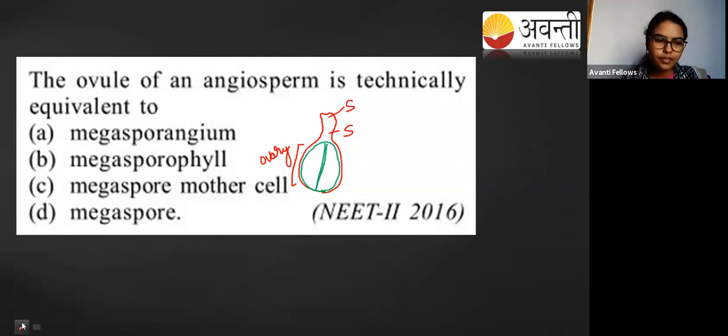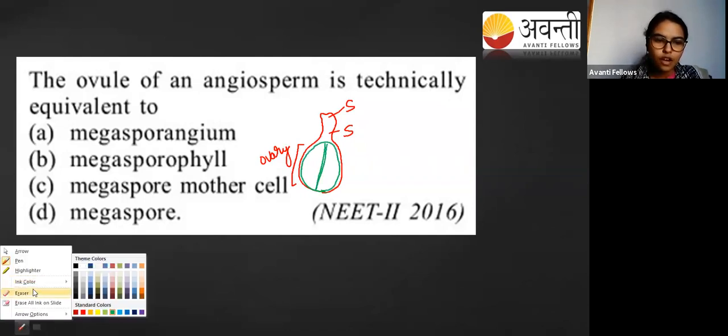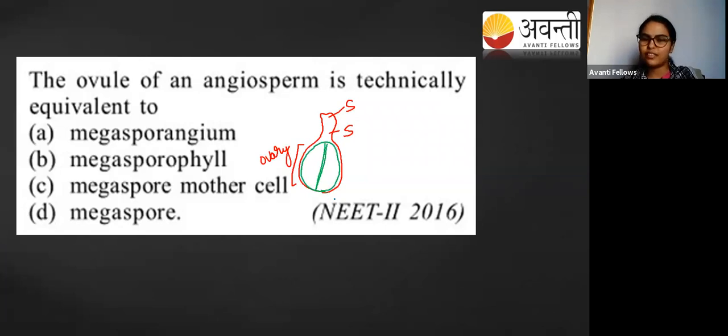Anyone? How are ovules arranged inside the ovary? Very good, Hita, Deepika, Swati, very nice. Sachin, placentation, okay? There are many types of placentation: axial placentation, marginal, basal, basal central, right? There are many placentations, beta.